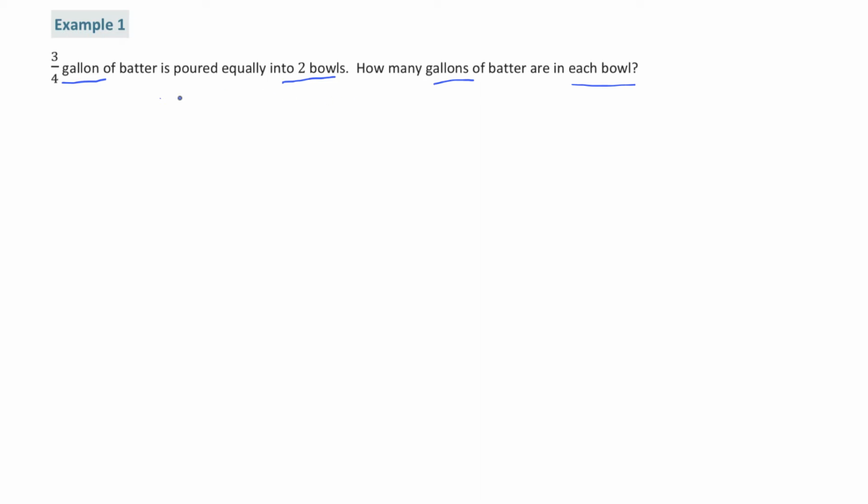So, since the whole is being put into 2 equal parts or bowls, this is what we call the partitive model of division. I'm going to write this down, partitive. You should also write this down.